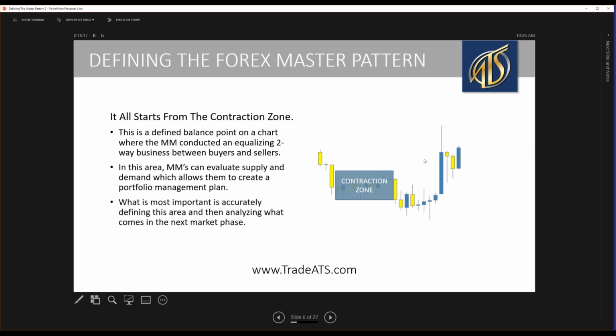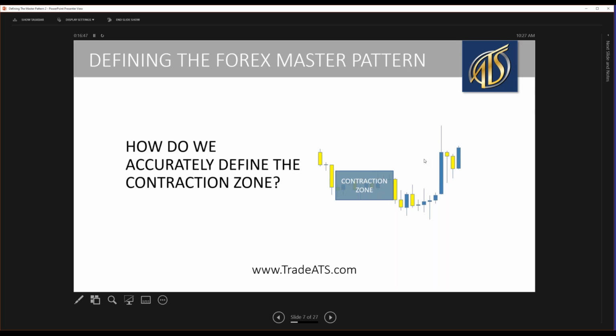So what's the most important is accurately defining this area and then analyzing what comes in the next market phase. If you can accurately define this contraction zone, you've got 80% of the framework that you need to figure out how to build a trading plan around the sensitive price points in the market. Which is what ATS software is all about. It's what this whole thing's about: accurately defining this zone and then mapping out those levels. So how do we accurately define the contraction zone?